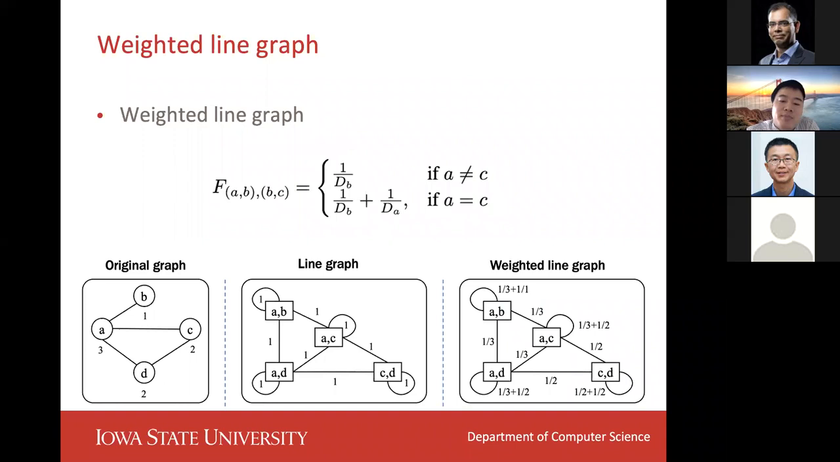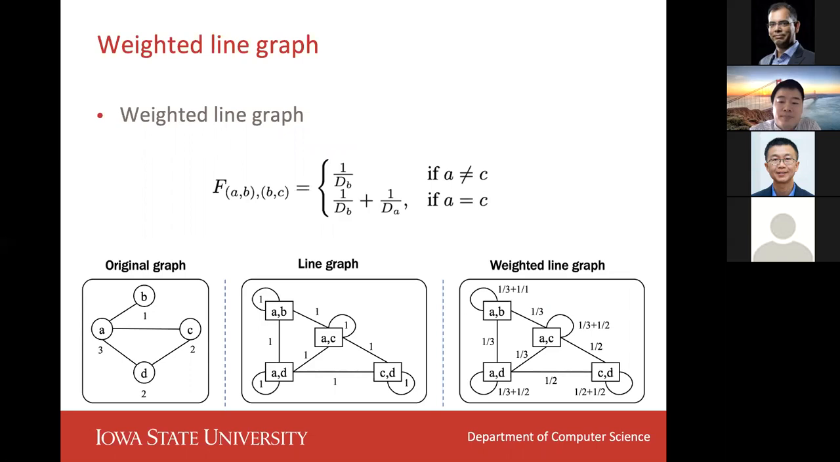So for example, the edge between AB and AD share the same ending node A. So its weight is assigned 1/3 because the degree of the node A is 3. And for self loops, like AB to AB, it is assigned 1/3 plus 1/1, because the degree of node A is 3 and the degree of node B is 1.